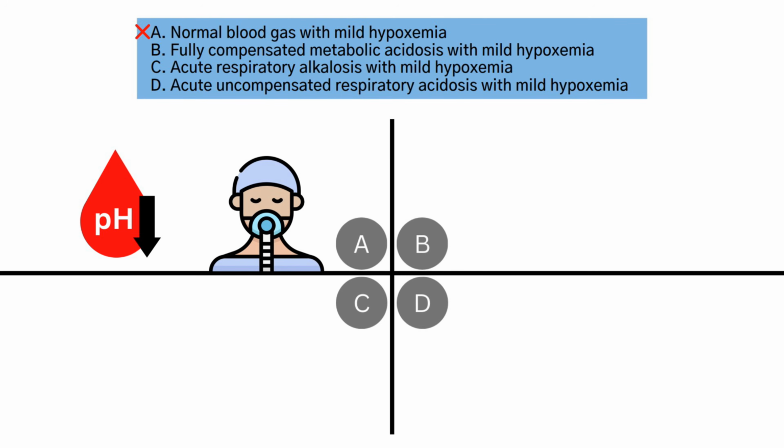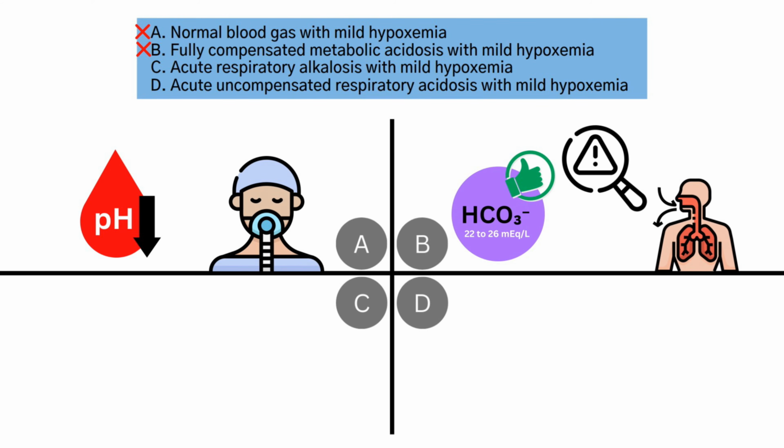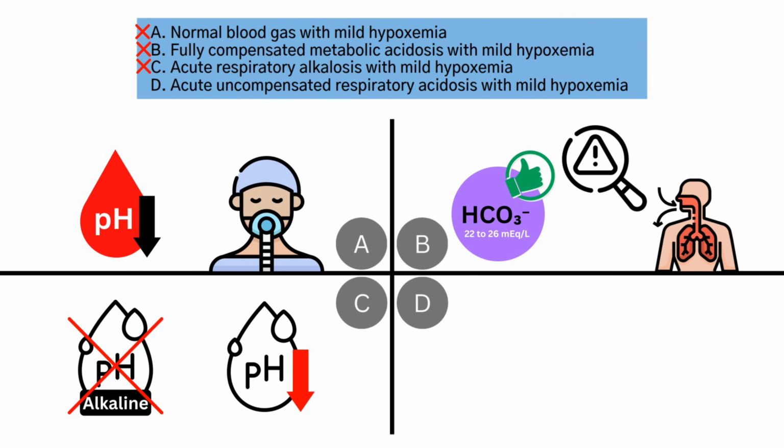Fully compensated metabolic acidosis is also incorrect because the bicarbonate level is normal and the primary issue is respiratory. Acute respiratory alkalosis does not fit either, since the pH is acidic, not alkaline. The only explanation consistent with these values is acute uncompensated respiratory acidosis with mild hypoxemia.